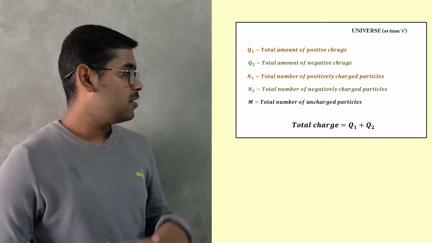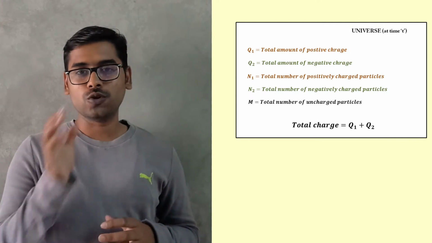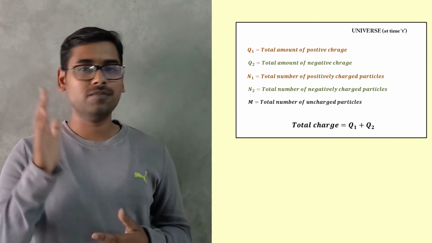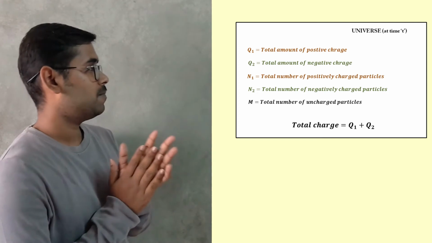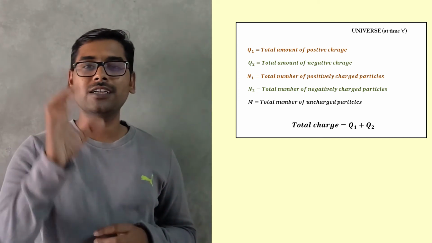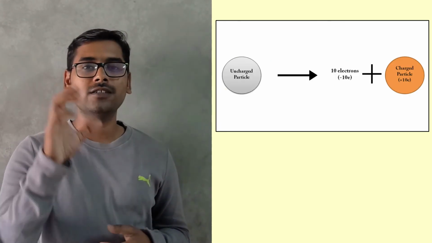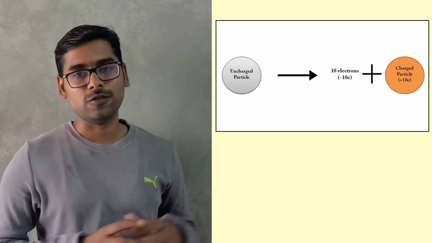Now from this state of the universe, you can say that total amount of charge at time t is, that is Q1 plus Q2, that is total amount of positive charge plus total amount of negative charge. Now what I will do, I will take one uncharged particle and remove some electrons from it.